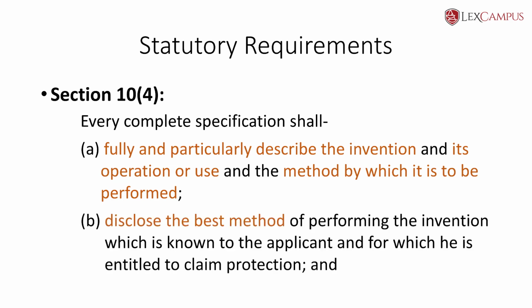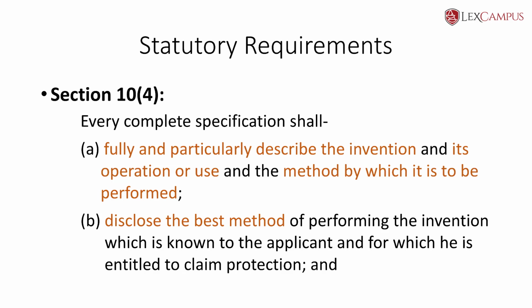Now, we will see further layers coming up as we read the other provisions of the Act, further levels of detail. Now, there is also a requirement in section 10(4), which states that the disclosure of the best method has to be done. The complete specification should disclose the best method of performing the invention which is known to the applicant and for which he is entitled to claim protection. So there is a requirement called the best method requirement.